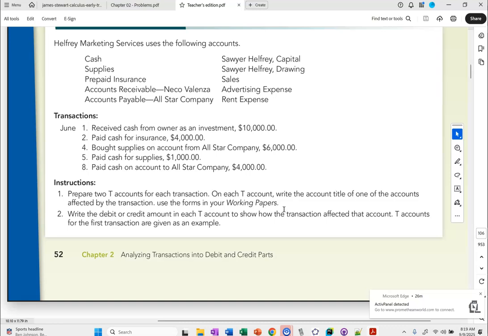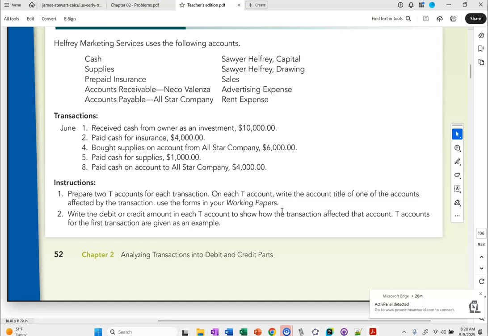My car was full. You guys ready to hear the answers here on application? Yeah. All right. June 1st, your two accounts are cash and capital. $10,000 on the left for cash, $10,000 on the right for capital. June 2nd, your two accounts are insurance and cash. $4,000 on the left for insurance, $4,000 on the right for cash.